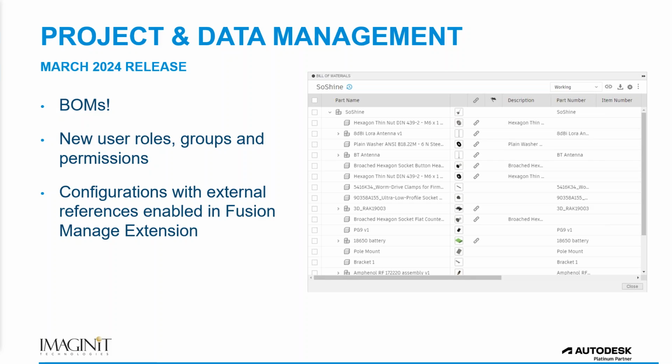Additionally, for project and data management, we have new user roles, groups, and permissions. This allows much more granular control over who has access to what in your files, and that includes non-CAD access. So if you've got administrative folks or quality, metallurgy, things like that, that just need to review CAD data but don't need to actually create CAD data, there are now a lot of new roles and permissions that can help you establish communication with those teams using Fusion. The last thing we'll hit as a high point on project and data management is that configurations that have external references in them can now be used with the Manage extension as well. Previous to this, they weren't able to see those configurations that had the external references.